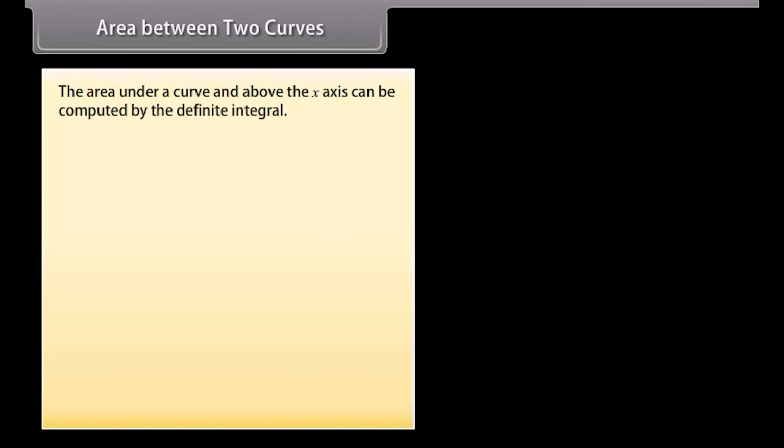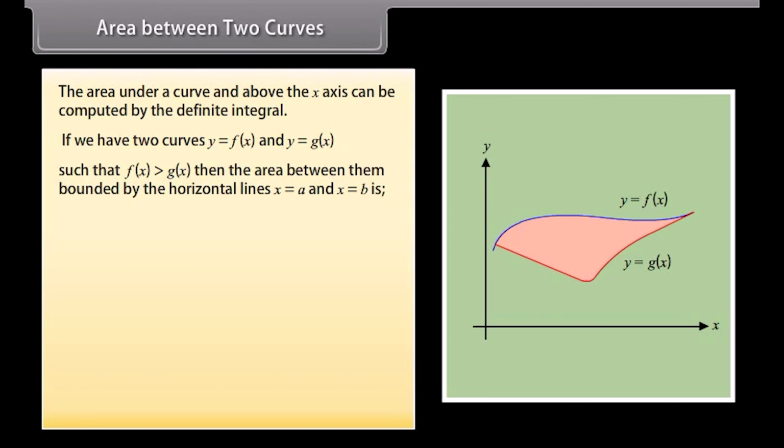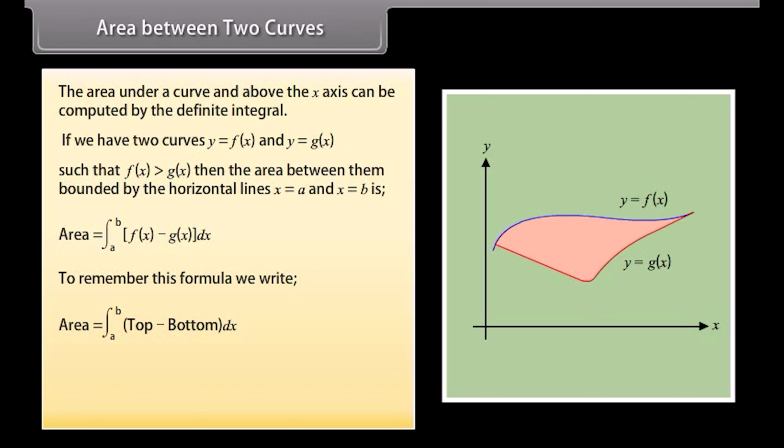Area between two curves. The area under a curve and above the x-axis can be computed by the definite integral. If we have two curves, y equals f of x and y equals g of x, such that f of x is greater than g of x, then the area between them bound by the vertical lines x is equal to a and x is equal to b is: area equals integral from a to b of f of x minus g of x with respect to x. To remember this formula, we write area is equal to integral from a to b of top minus bottom with respect to x.